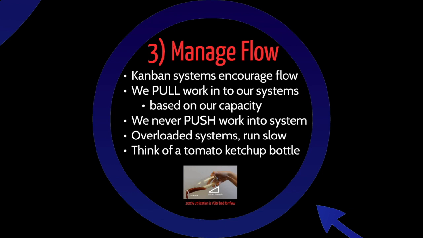Kanban systems are pull-based, so we pull work into our system when we have capacity. We don't push work into our system. We know that overloaded systems run slowly. So if you think about a printer that you're waiting to get a huge document printed out, if it's going too slowly, the last thing you're going to do is trying to push more paper into the back, because what's going to happen is you're going to get a paper jam, and all of the work actually goes slower than it would have if you just left it alone.